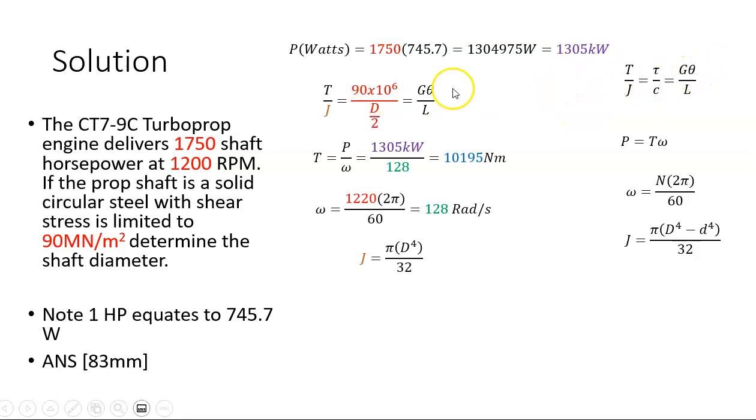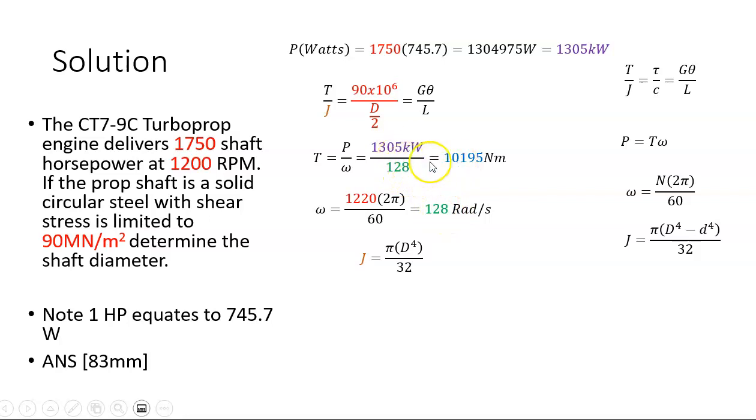Okay, so I've substituted those values in. There's tau. I don't have the radius c, so I'm just saying it's the outside diameter divided by 2. I do have N, so omega is 1200 multiplied by 2 pi divided by 60. When I put that into the calculator, I get 128 radians per second. Power is torque times omega, so torque is power over omega. So the power was 1305 kilowatts, and I'm going to divide that then by omega, which was the 128 radians per second, which we just spoke about.